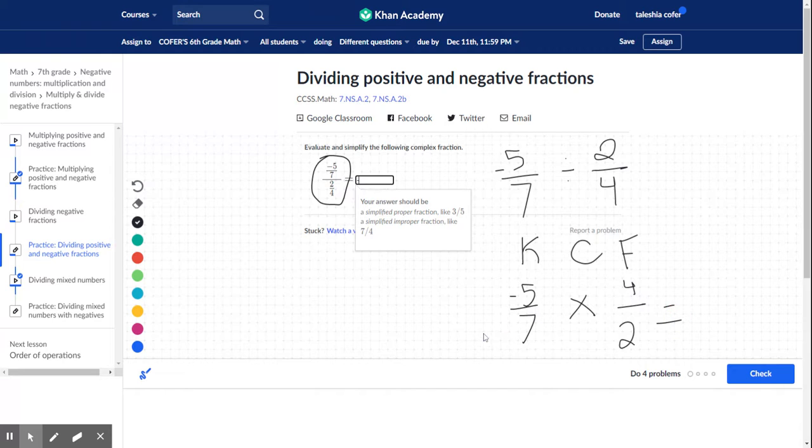Now, I can multiply straight across. 5 times 4 is 20, and 7 times 2 is 14. Those are both even numbers, so I can divide the top and the bottom by 2. 20 divided by 2 would get me 10, and 14 divided by 2 would get me a 7. So my answer would be a -10/7.